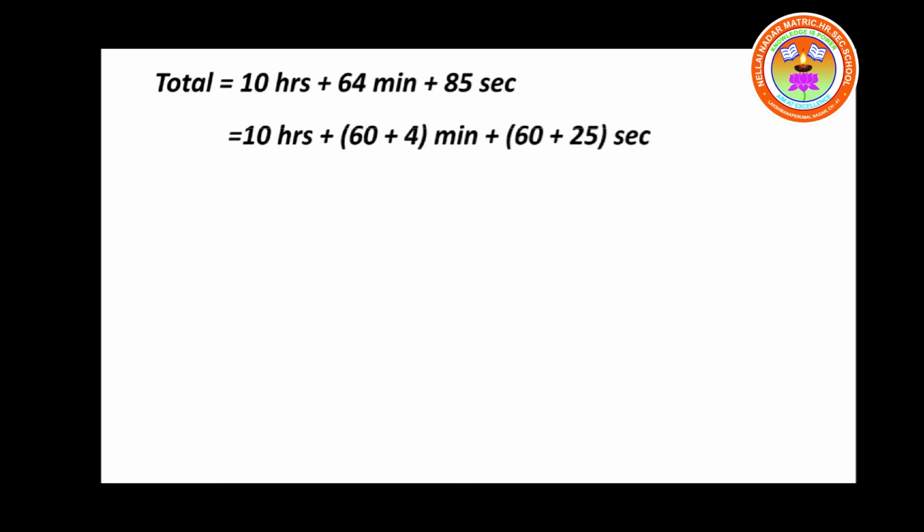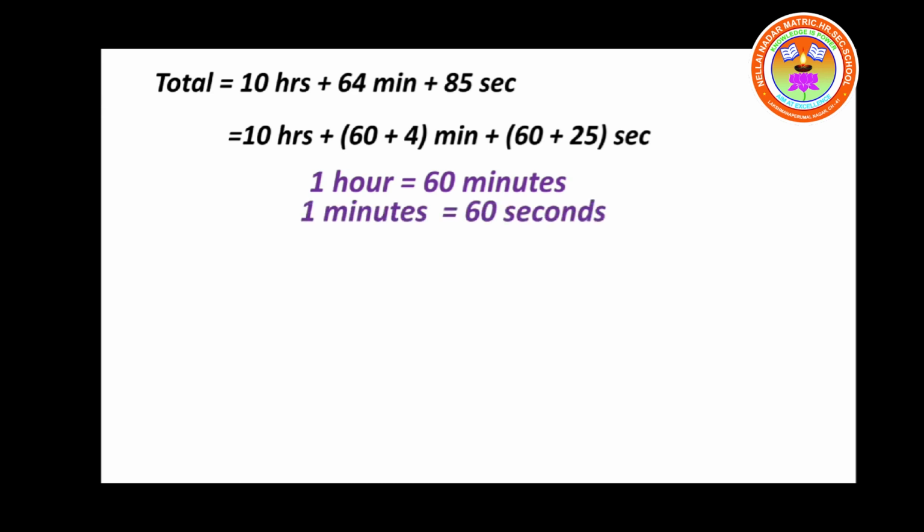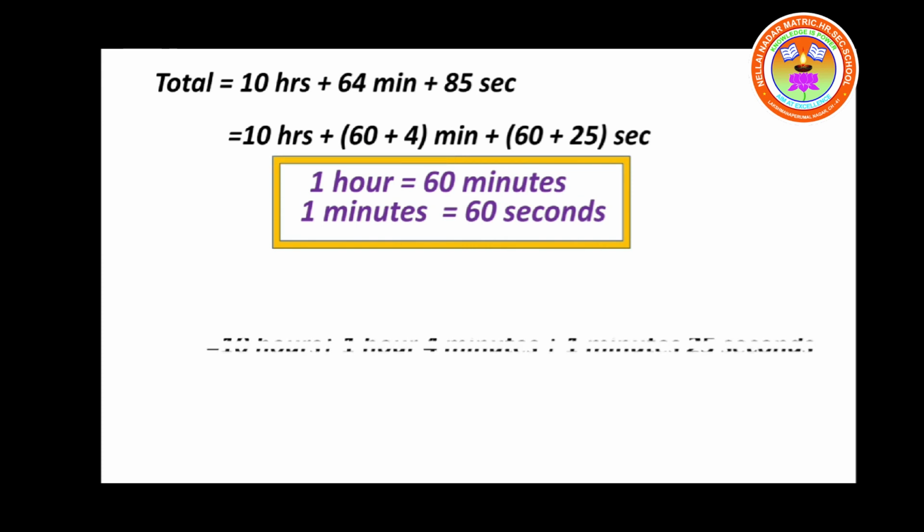You can segregate because you all know that 1 hour is equal to 60 minutes. So I am just going to convert the minutes into hours, and the same way the seconds into minutes. 1 minute equals 60 seconds. So 85 seconds we can take as 60 plus 25. So 1 hour equals 60 minutes and 1 minute equals 60 seconds. This you all know, children. The conversion you all know. So I am going to segregate now.